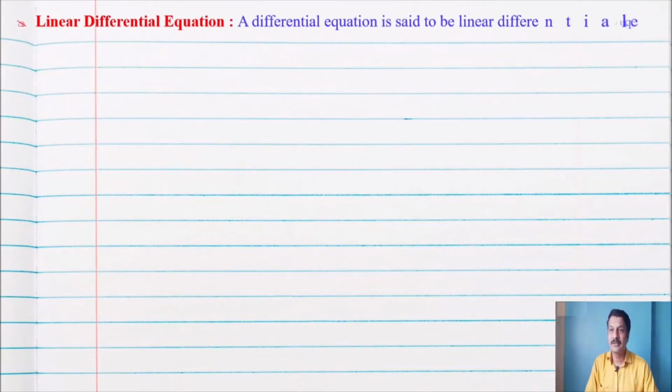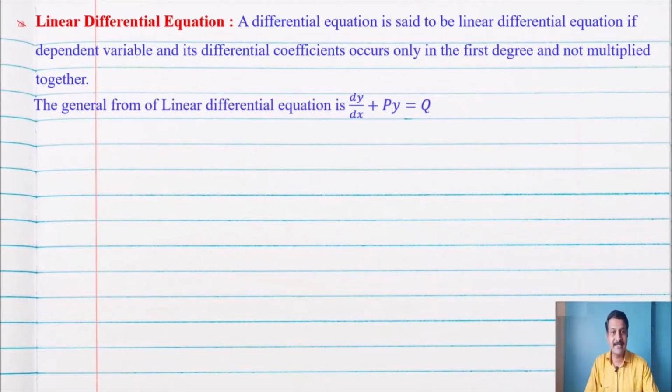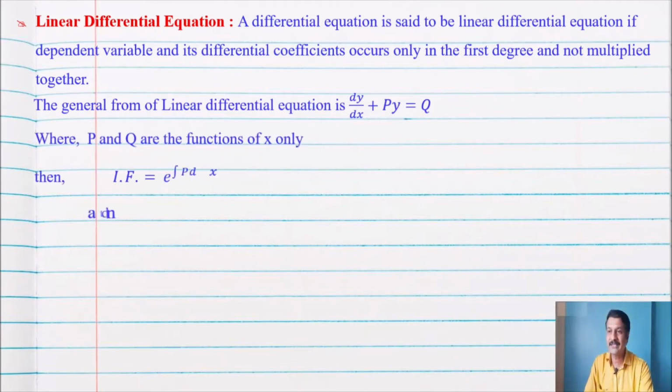Consider the next method of the differential equation, which is a linear differential equation. So what is the definition of the linear differential equation? A differential equation is said to be a linear differential equation if the dependent variable and its differential coefficients occur only in the first degree and are not multiplied together. The general form of a linear differential equation is dy by dx plus p into y equal to q, where p and q are the functions of x only.